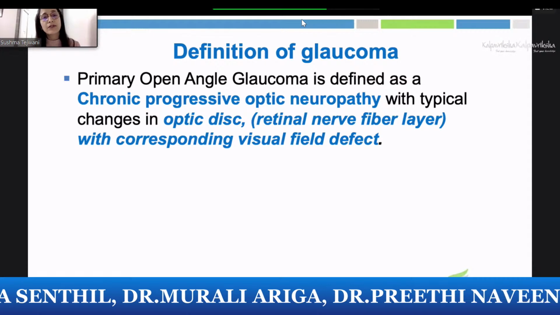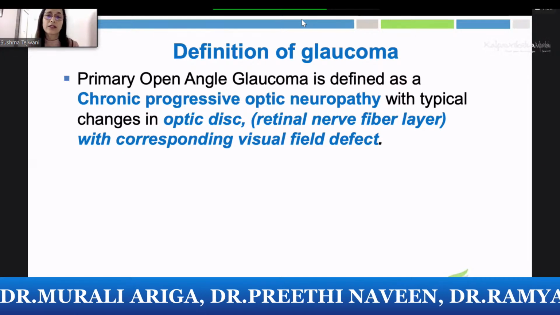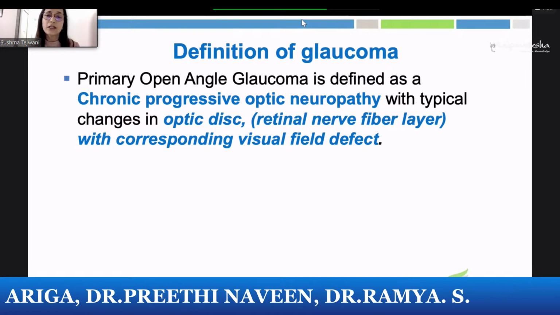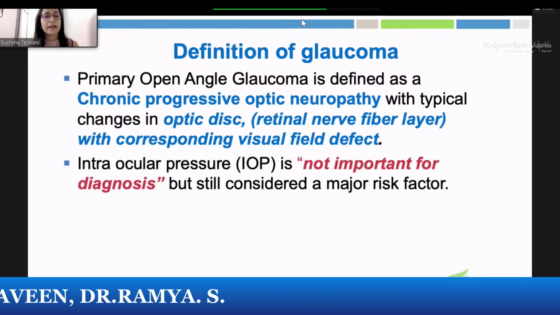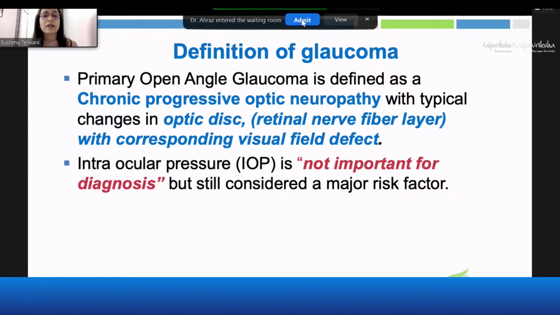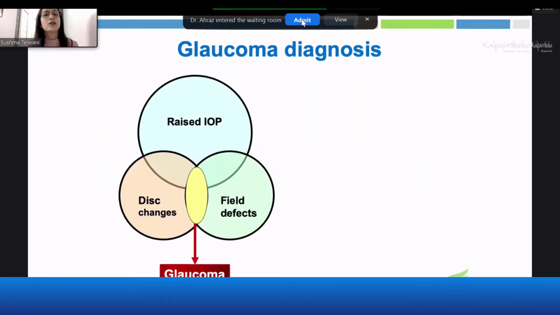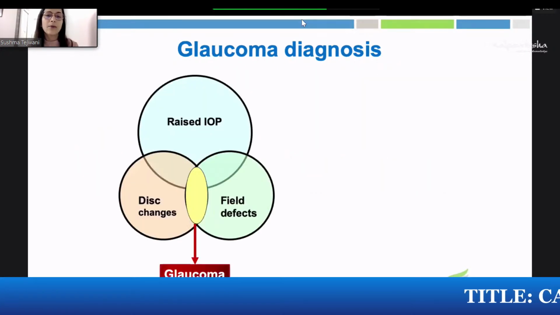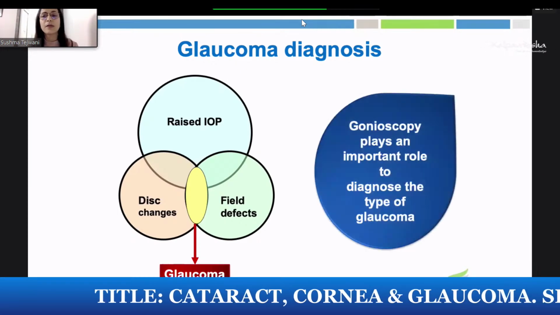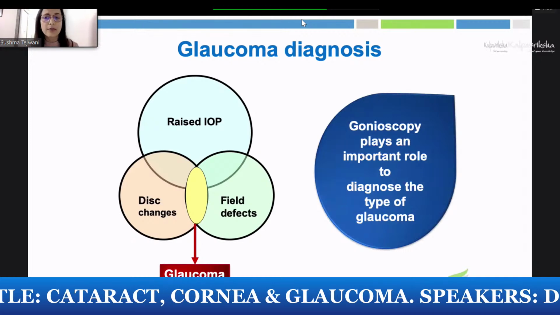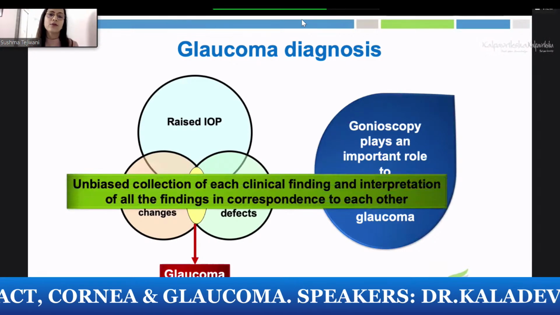So we know as a definition that glaucoma is a chronic progressive optic neuropathy with typical changes in the optic disc, that is the retinal nerve fiber layer, with corresponding field defects. Intraocular pressure is not important for diagnosis, but is still considered a major risk factor. So basically, we look at the combination of raised intraocular pressure, disc changes, and field defects as glaucoma. And of course, gonioscopy plays an important role to diagnose the type of glaucoma so as to manage it.